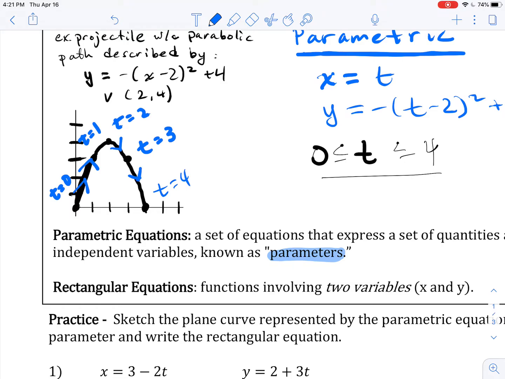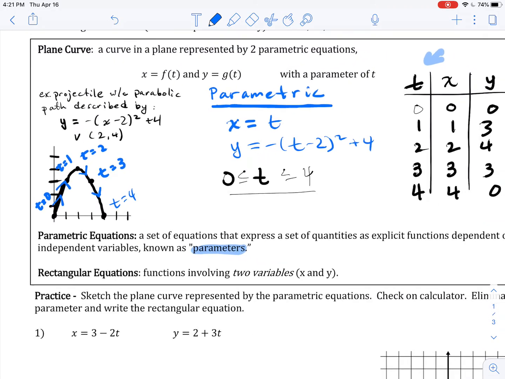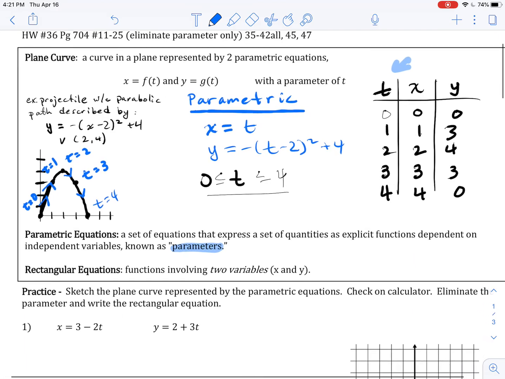And while you don't have to necessarily label the t-values, you do always need to show the direction that your plane curve is moving, because you may have a set of parametric equations that actually give you the same shape, but actually have those points changing in the opposite direction. So what we have here in these blue arrows are our direction arrows that show the way in which our plane curve is moving. So that would be how we would go ahead and graph a plane curve.